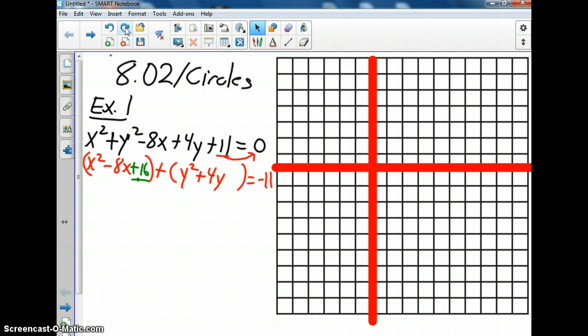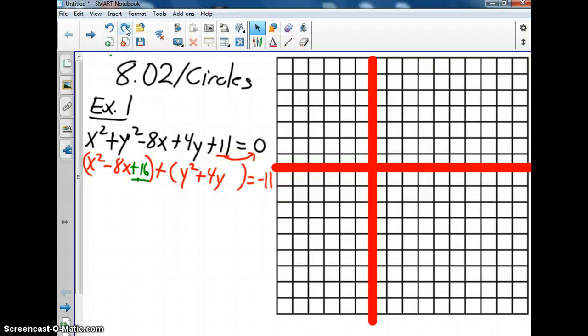Okay, they're at 16. Now, let me explain again how you do this. You take the number next to the x, which is -8. You divide -8 by 2. So what's -8 divided by 2? -4. You square the -4. What's -4 times -4? 16. That's what you put there.